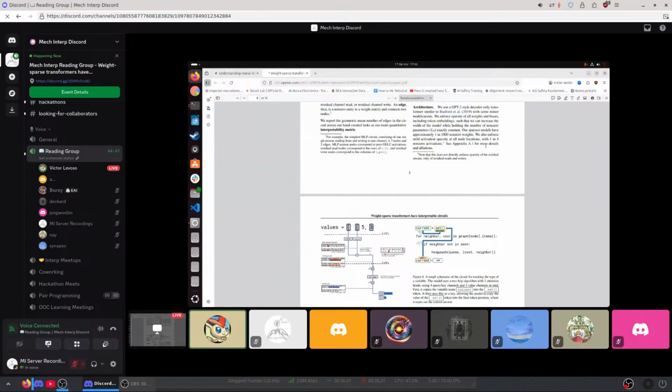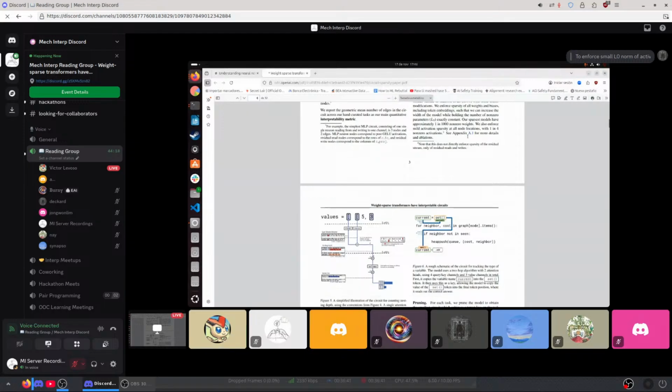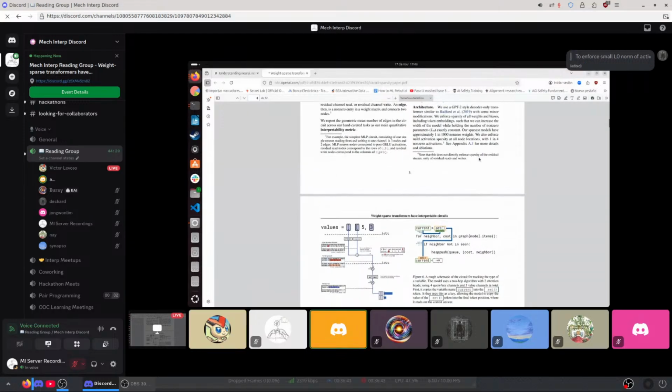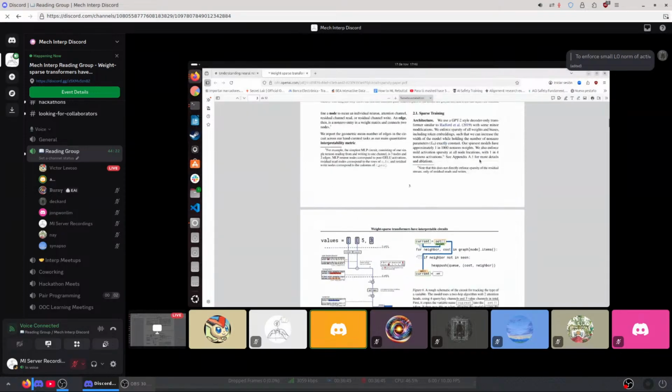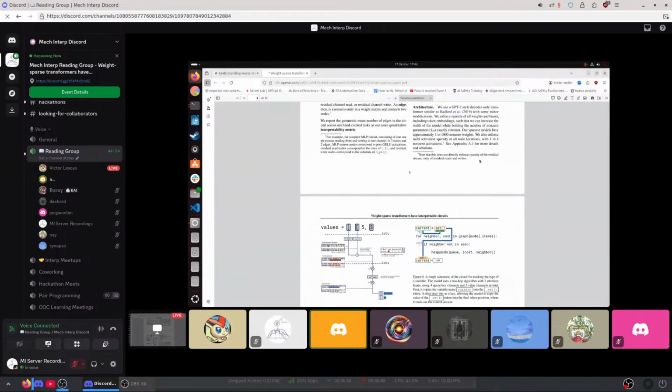I need to spend a while going outside and thinking about it, instead of trying to read a paper on Discord. Yeah, no, I took a quick look at that appendix 8.1, and there's some weird things there, I think. Yeah, I think Decker just posted.